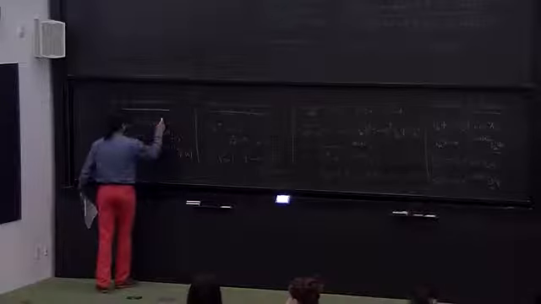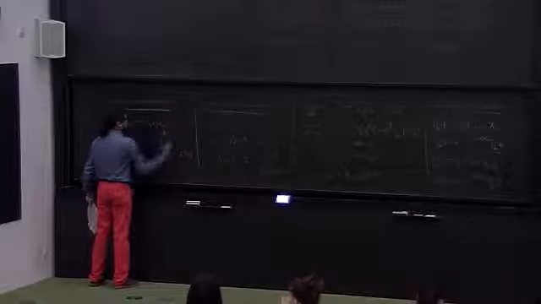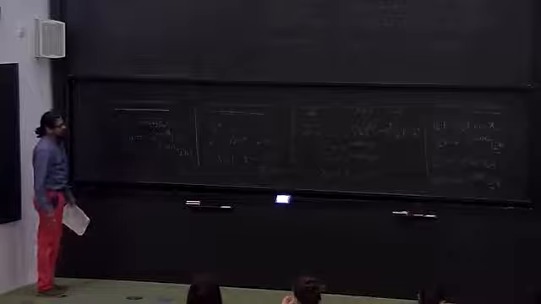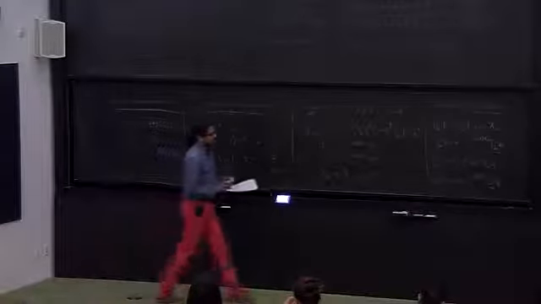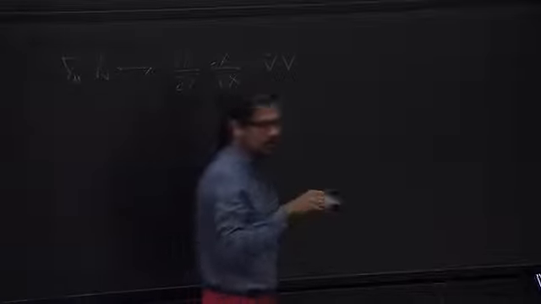Whereas A mu by itself doesn't transform covariantly; it transforms inhomogeneously. It's got this part, and that's similar to the fact that the Christoffel symbols also don't transform like this, but they have some inhomogeneous part, right?